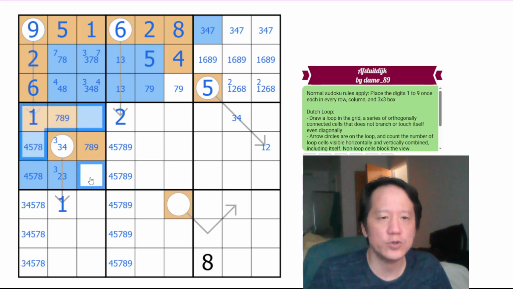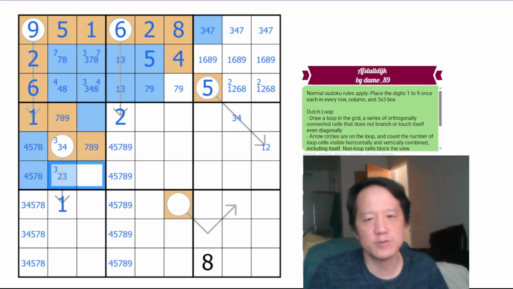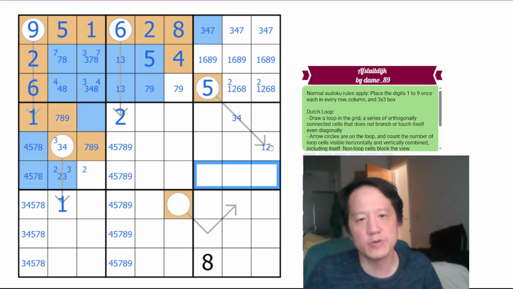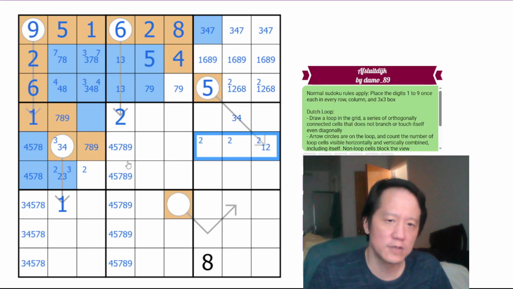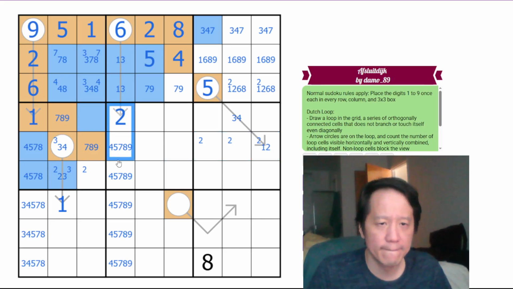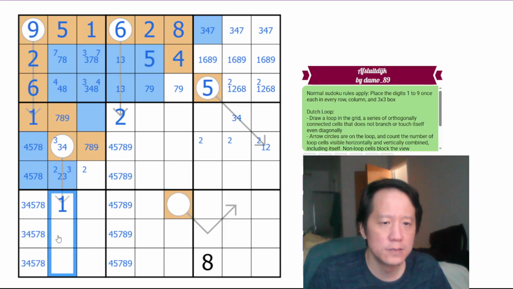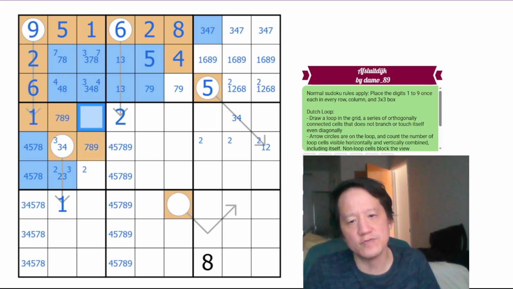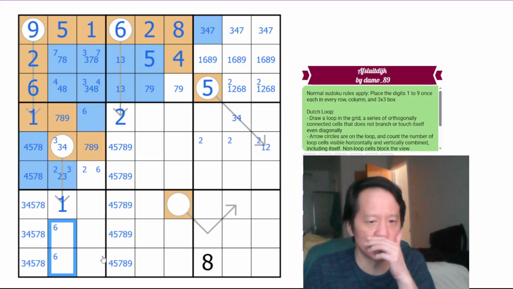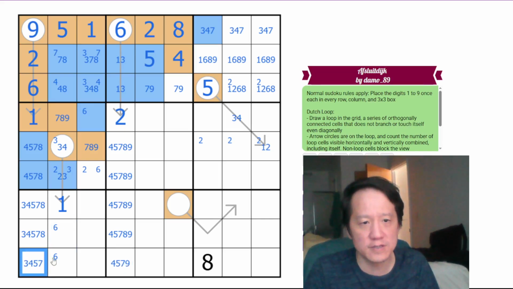Where is 2 in box 4? It has to be one of these two cells. So 2 cannot be here. 2 has to be one of these three cells. Where is 6 in box 4? It has to be one of these two cells here, which means 6 is one of those two cells. This can't be 8. This can't be 8.